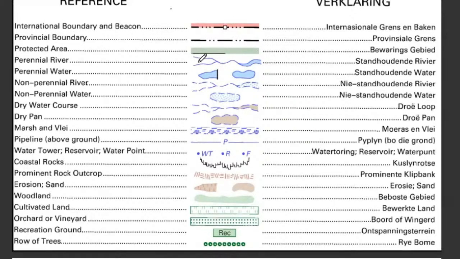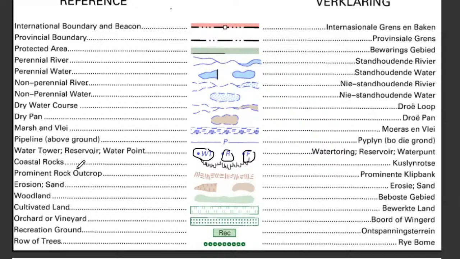You see that? So you don't take things for granted. Take everything very relevant. Take everything very important, such that you can be in a position to work with it. We have here a water tower, a reservoir, and a water point. So this is a water tower. Okay, a reservoir. This is a reservoir here, and then a water point. Water point is abbreviated with F.